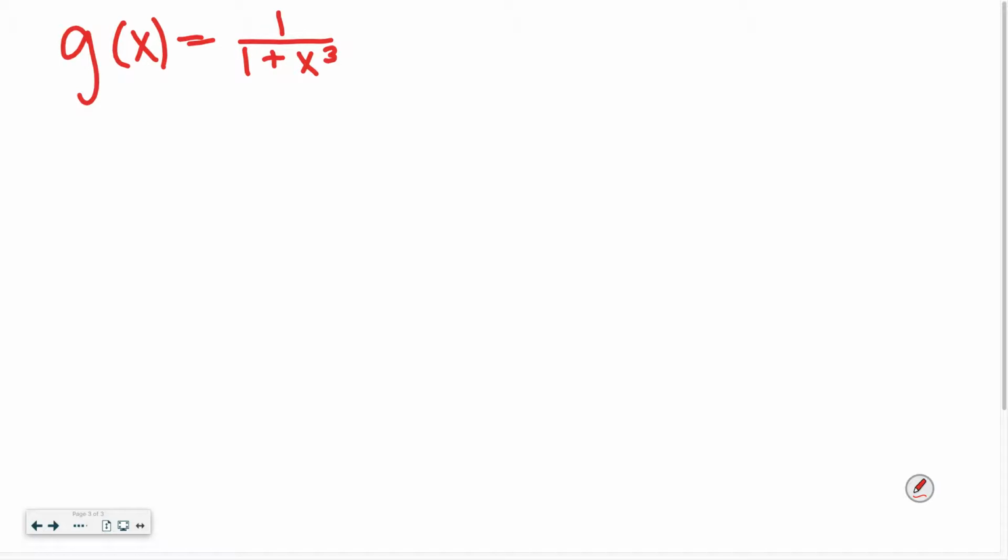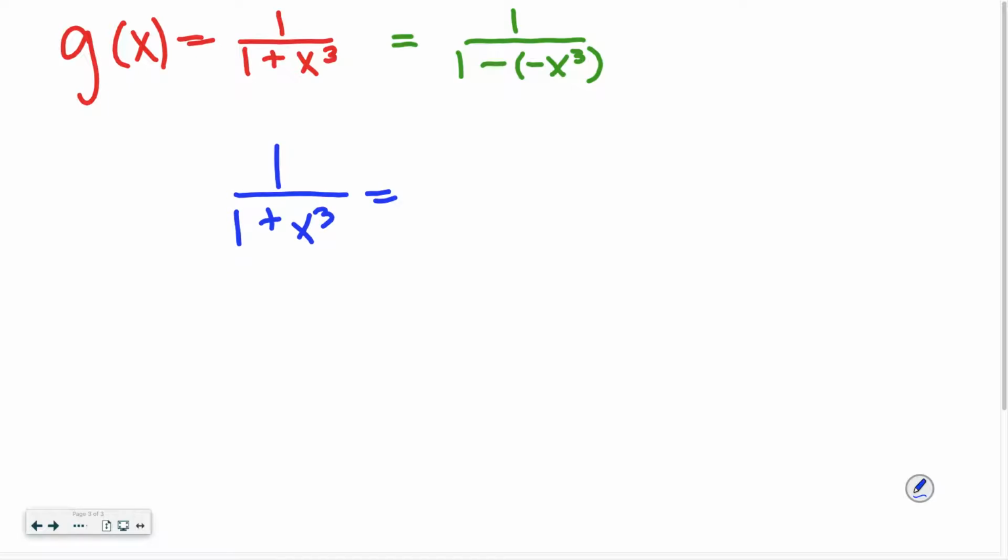Okay. Does this kind of follow the A over 1 minus r? I mean, yeah, kind of. We would have to sort of rewrite it a little bit. This is how we would have to write it in order to look like A over 1 minus r. So our first term is 1. Our r is negative x cubed, to the n power.